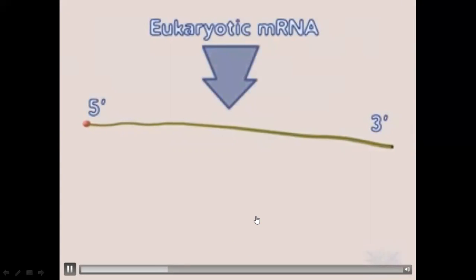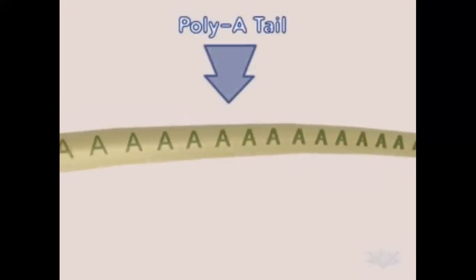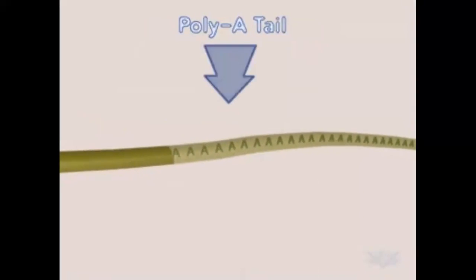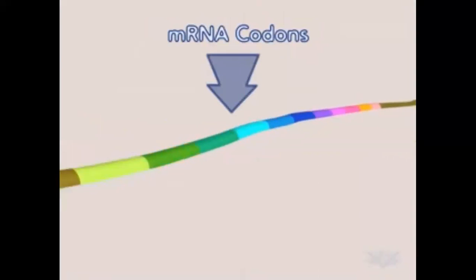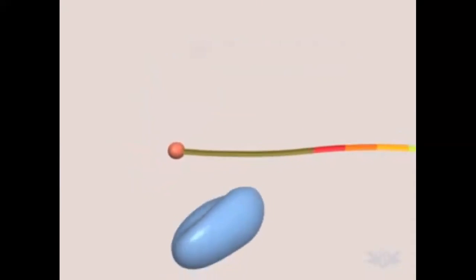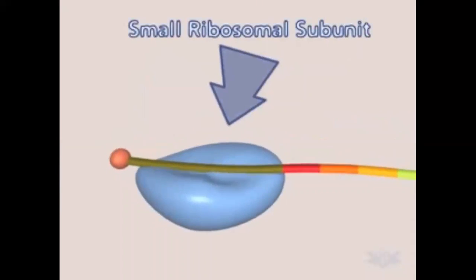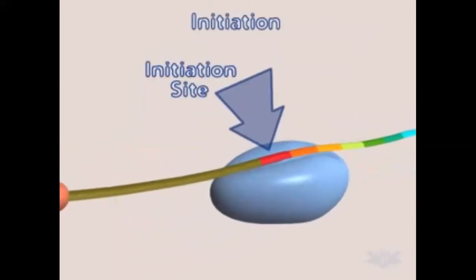Eukaryotic mRNA, the substrate for translation, has a unique 3' end called the poly A tail. Please understand, this is just revision. mRNA also contains codons that will encode specific amino acids. A methylated cap is found at the 5' end. Translation initiation begins when the small subunit of the ribosome attaches to the cap and moves to the translation initiation site.